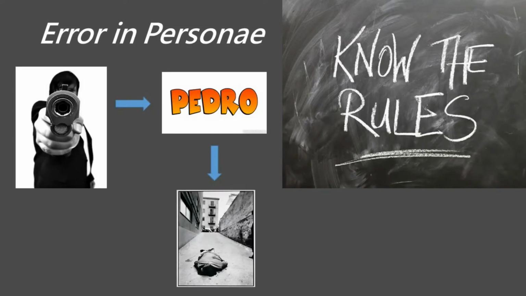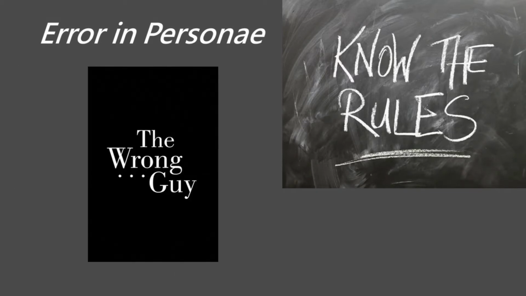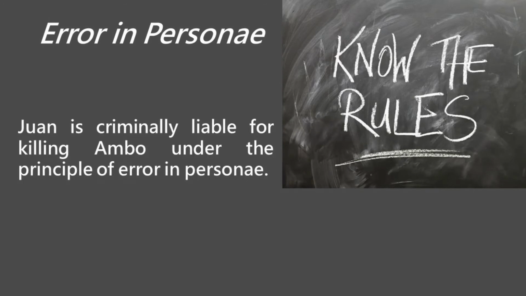For example, Juan wanted to kill Pedro. Sa madilim na iskinita, he saw that someone was about to pass by. Believing that it was Pedro, he immediately drew his gun, pointed it to Pedro, and pulled the trigger. Boom! Bagsak ang nabaril. But upon checking, the victim was not Pedro, but Ambo. Here, one is criminally liable for killing Ambo under the principle of error in personae.